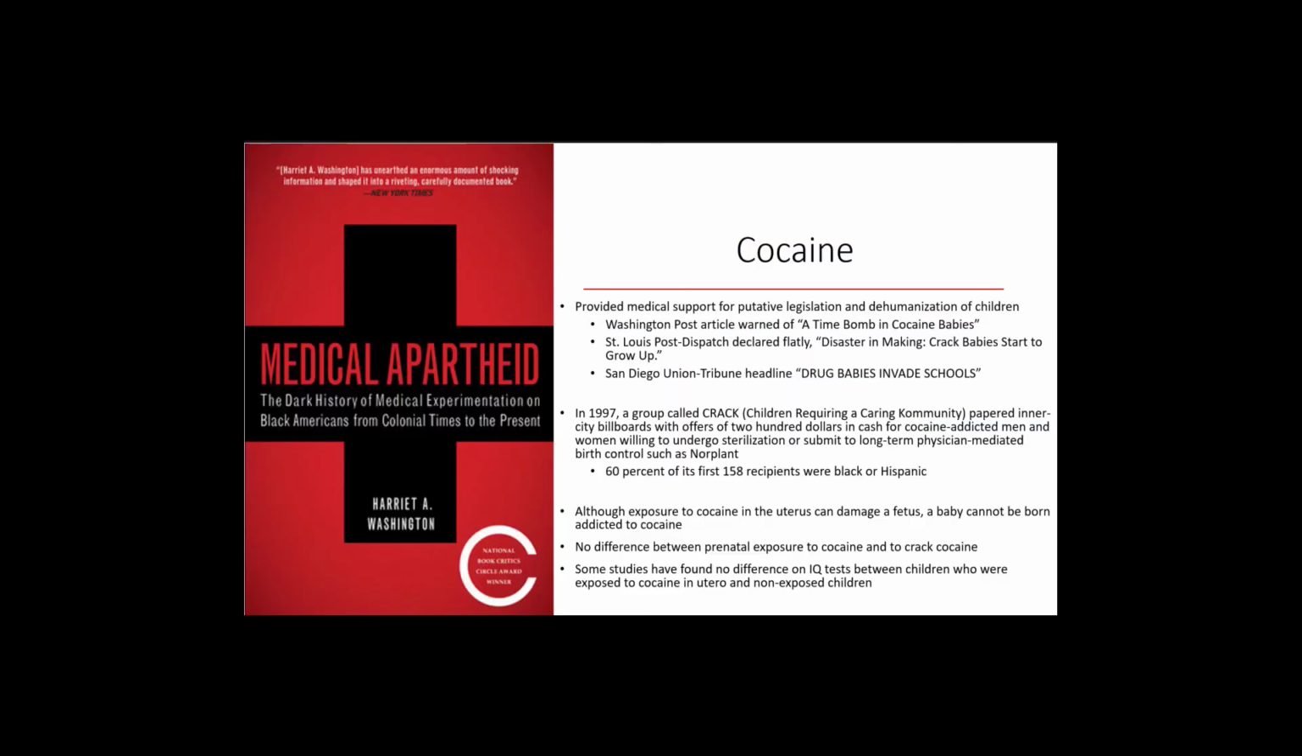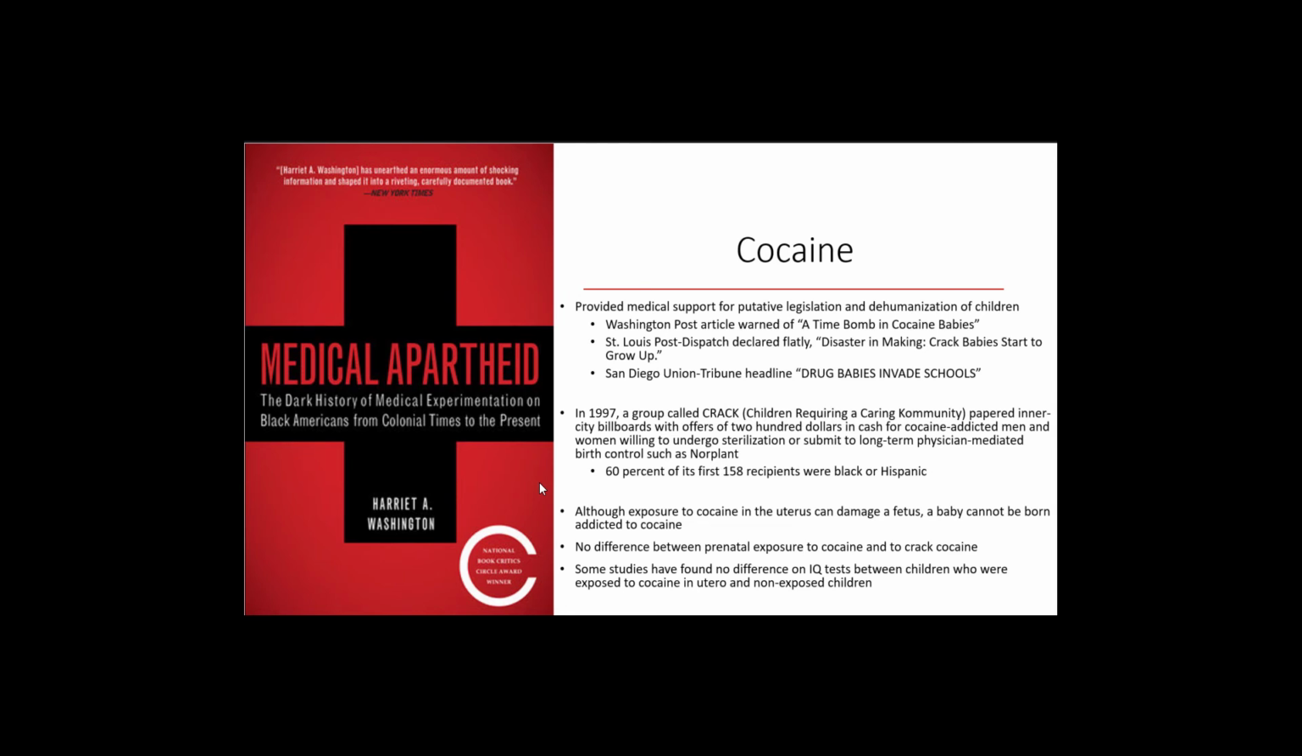Now I wanted to provide some other examples, and this is from a book called Medical Apartheid, if you're interested. Going through this, it provided medical support for punitive legislation and dehumanization of children. I've talked during our syllabus about how our understanding of psychology as a country impacts our political systems. Here's a big example. If I believe that a certain drug use or behavior by a mom is going to make her child a biological underclass for life, almost subhuman, that's going to make me react politically in a certain way.